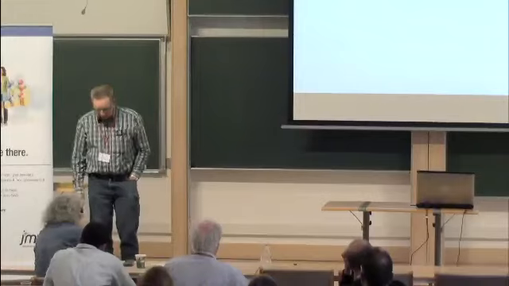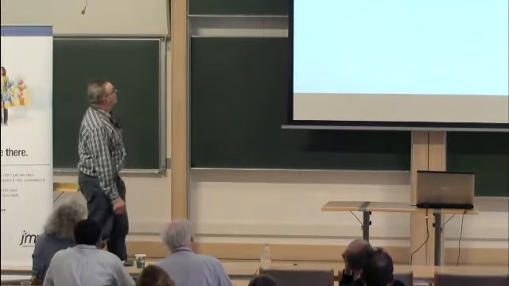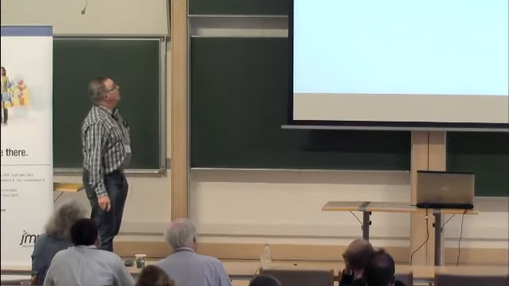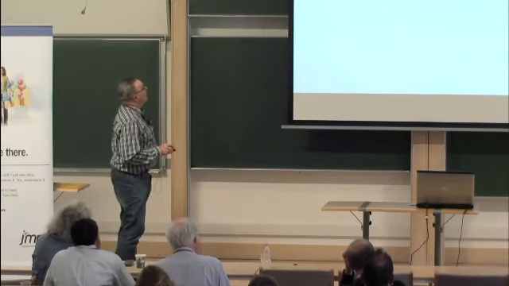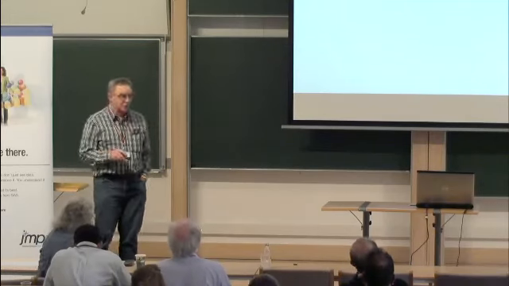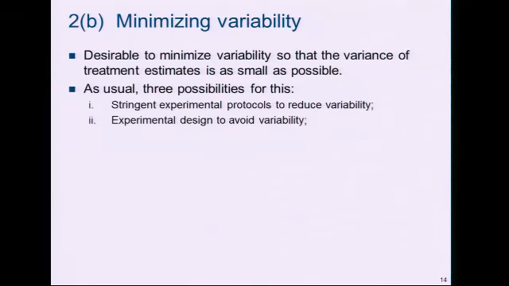The second aspect is minimising the variability, and we know we want to do that so that the variance of the treatment estimates is as small as possible. And as usual, there are three possibilities for this. You could have stringent experimental protocols to reduce the variability. You can have experimental design to avoid the variability, and statistical analysis to adjust for the variability.